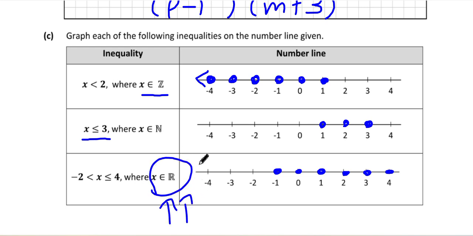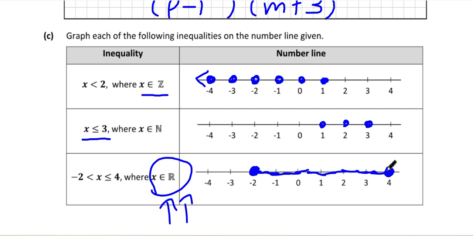What does real numbers mean? Fractions and decimals included, which means I can't have any gaps in my line, which means it's not a dotted answer, it's a line. Okay, once again, just be careful. I'm going to make a mistake. I want you to spot it.